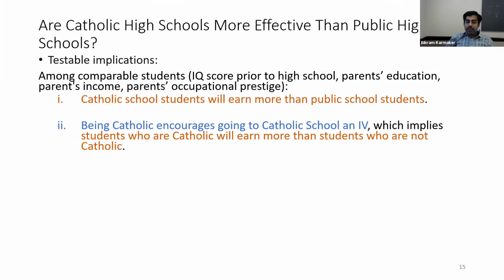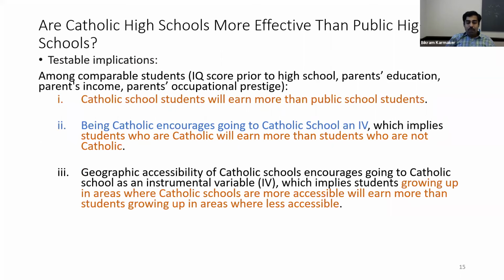Number 2, being Catholic encourages you to go to Catholic school, which implies the students who are Catholic will earn more than students who are not Catholic. Number 3, depending on where you live, geographical accessibility of Catholic school can encourage you to go to Catholic school. So living near a Catholic school can be used as an IV, which implies that students growing up in areas where Catholic schools are more accessible will earn more than comparable students not living near Catholic schools.